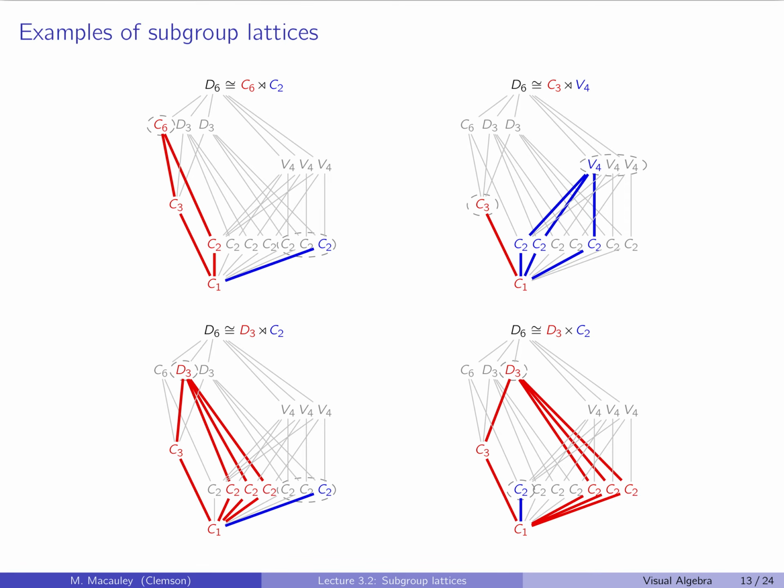Here is D6 once again, and I've drawn the subgroup lattice 4 times because D6 is a semidirect product of 2 of its subgroups 3 different ways: C6 with C2, C3 with V4, and D3 with C2, and it's also a direct product of D3 with C2. And I've highlighted these subgroups in the lattice.